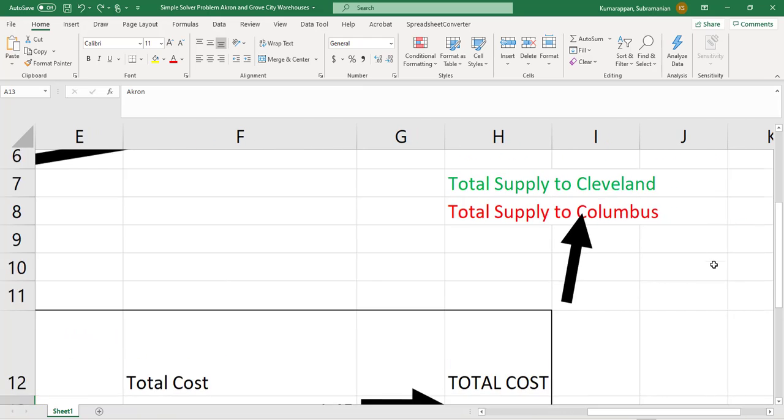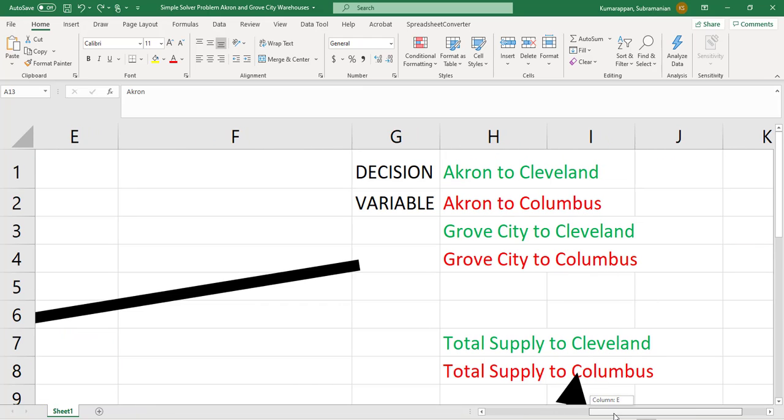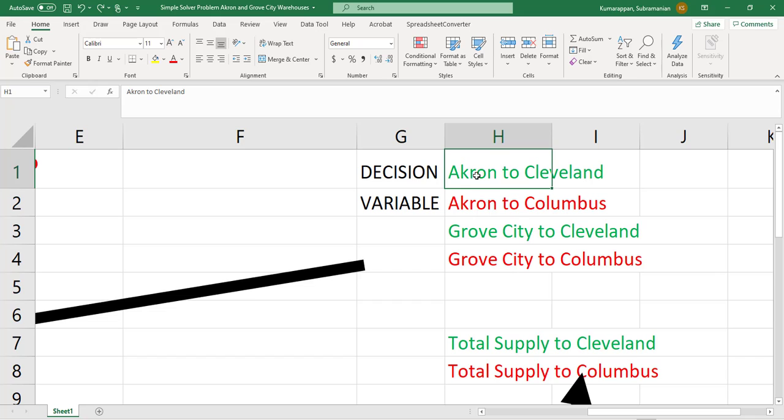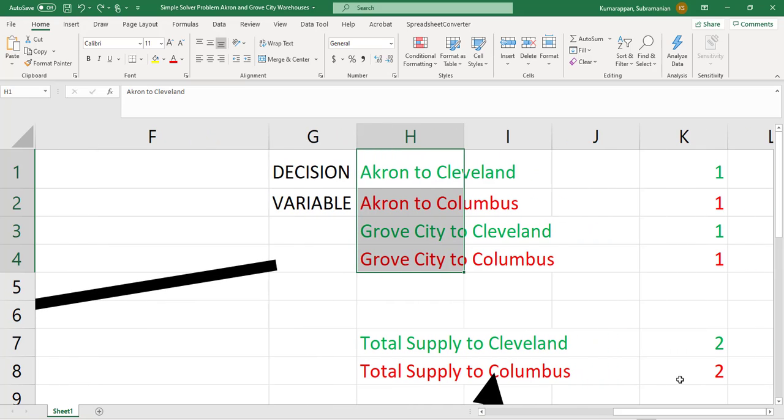Since we don't know how much we should be sending to each and every one of these places, so Akron to Cleveland, Akron to Columbus, Grove City to Cleveland, Grove City to Columbus. So these are the things we need to decide. So we call them decision variables. Okay. So we have to choose how much we are going to produce or transport from these warehouses to these customers and meet the demand of, say, 200 in Cleveland and 500 in Columbus. Right now, we don't know. So I just put 1, 1, 1. So very well we can do this.